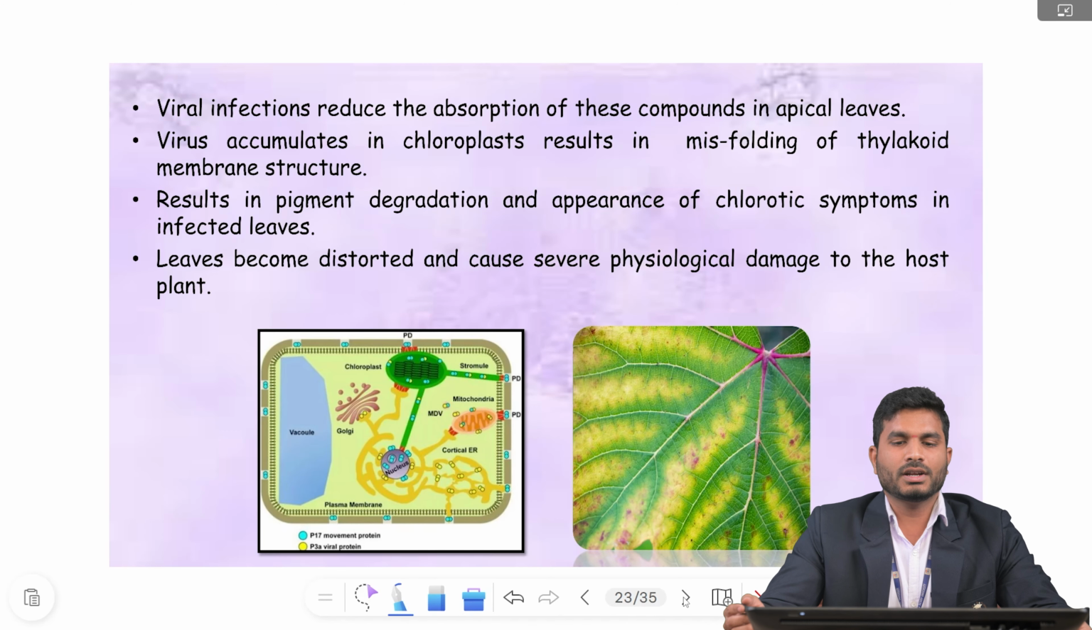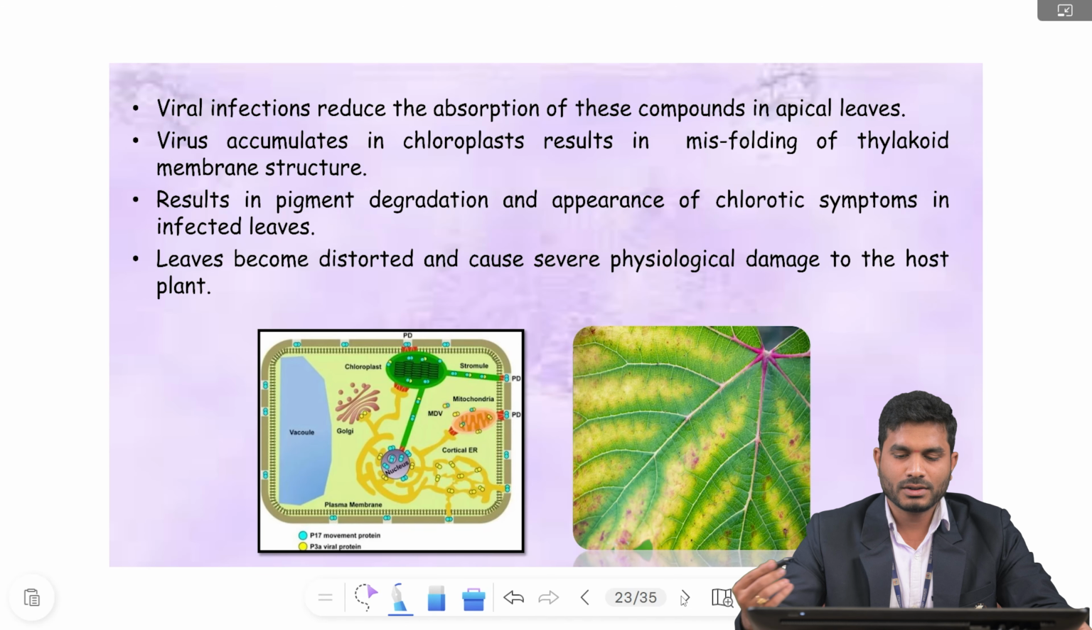Viral infections reduce the absorption of these compounds in apical leaves. They reduce nutrient absorption in young leaves and also cause misfolding of thylakoid membranes. As a result, pigments degrade, chlorotic patches appear, and leaves become distorted. These symptoms reflect deep metabolic damage within the host.